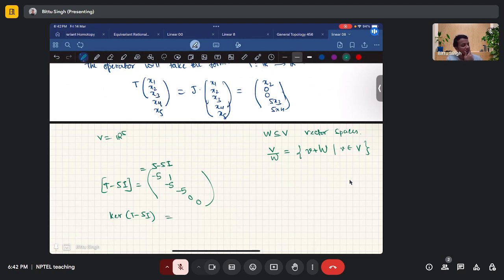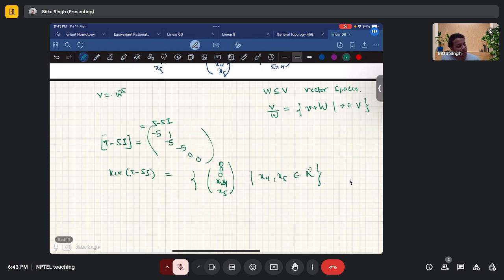Now kernel of T minus 5I will contain those kinds of vectors. The rank of this matrix is 3, so nullity will be 2. So there will be 2 linearly independent vectors, and we can explicitly see those vectors will take this form. There will be some x3 and x4, and some x5, and other entries are actually 0. So x4, x5 are any scalar. So this is kernel T minus 5I.